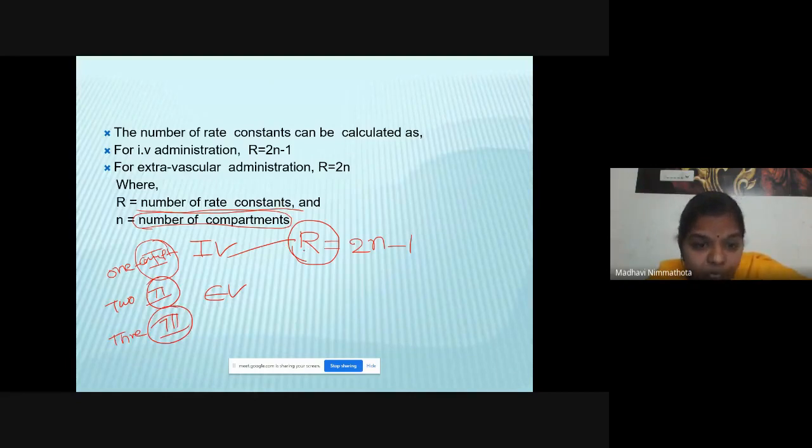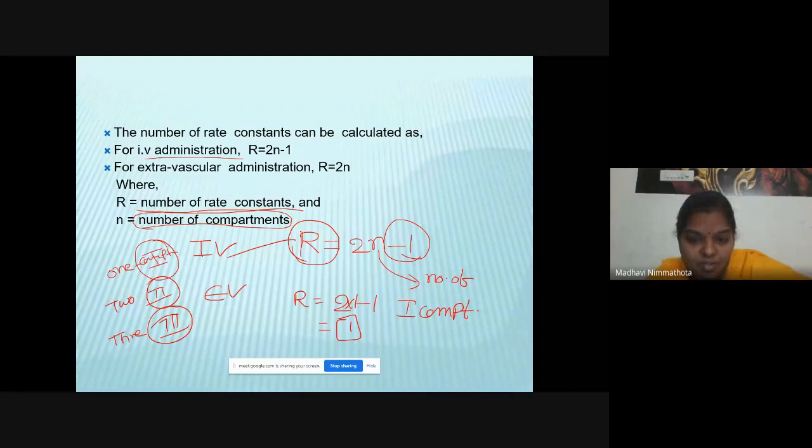So how will you give the number of rate constants for IV administration? See, 2n minus 1. Every time it will be a minus 1. Why? Because n stands for the number of compartments, right? Suppose it is a one compartment open model. R is equal to 2 into 1 minus 1. So how much will it be? 1 only. So that represents the number of compartments. So one compartment is 1 only. So that's why the rate constant will be 2n minus 1 in case of IV administration.